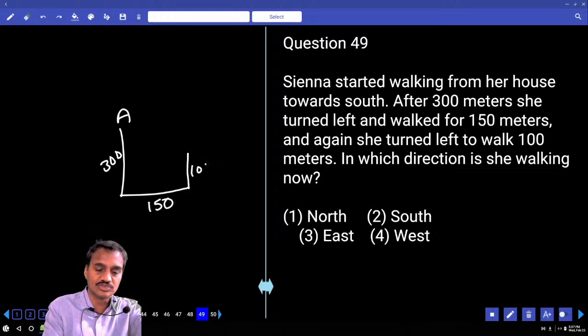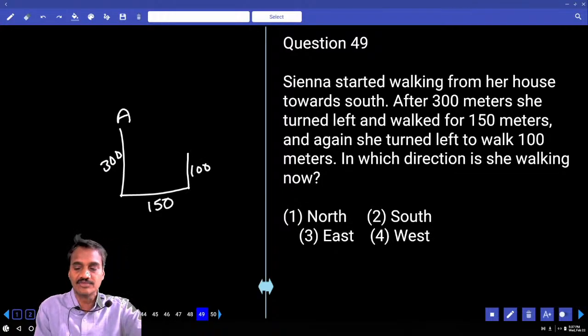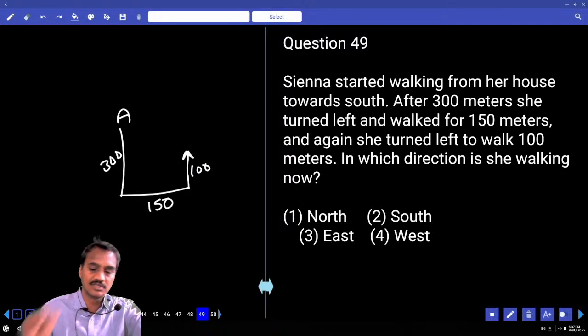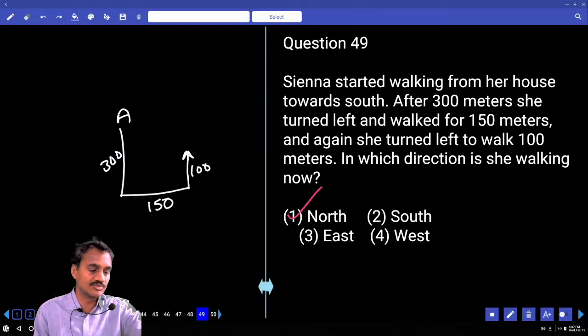Now tell me what happens next, 100 meters. And in which direction is she walking now? She is walking towards north. North, that is given in choice 1, question number 49. It is choice 1.